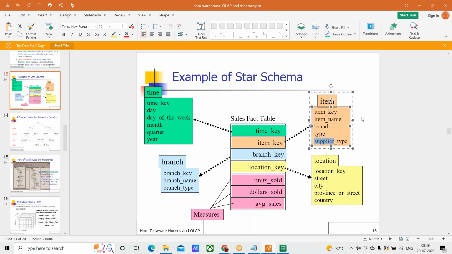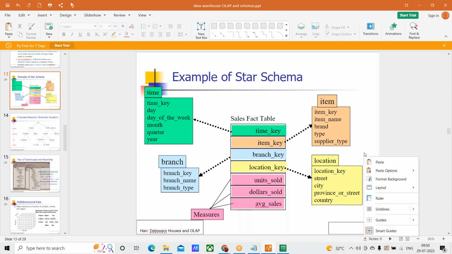And I have one more dimension here, a supplier dimension with supplier key and supplier name. Generally, some suppliers will supply so many things, right? So like that, I have the whole list. Then you have to join this item table with the supplier table, whatever I have divided here, to get the supplier level details.